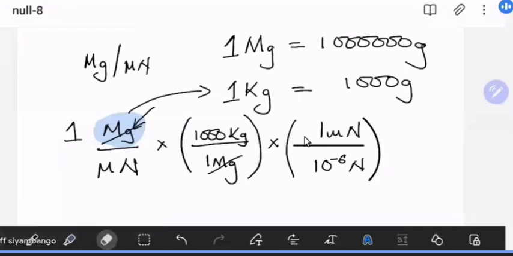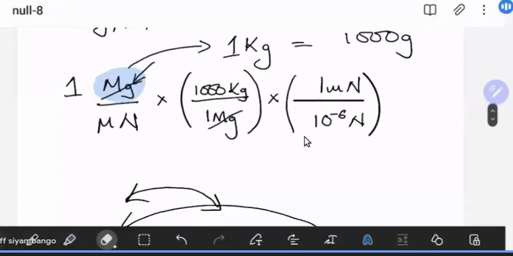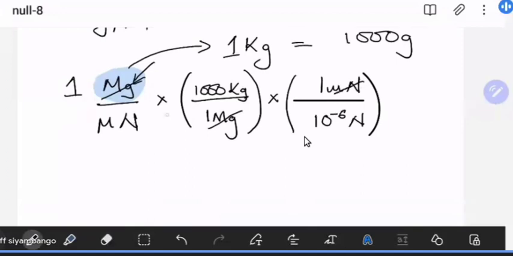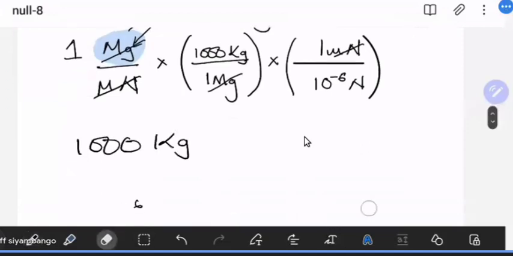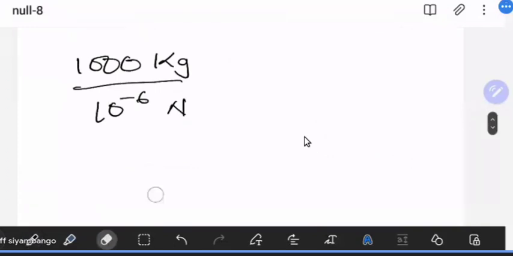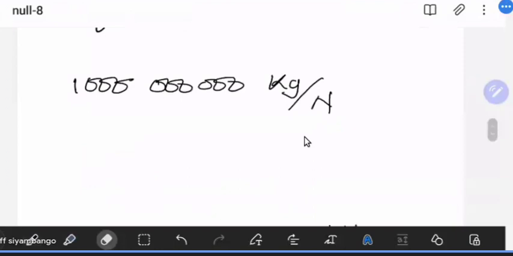So this is going up there. I start the conversion for you. All you have to do is simplify. This will cancel with this, so that you now just have 1,000 on top, and it will have the kg. In the denominator, everything goes, so that you manage just 10 to the power minus 6 newtons. When you simplify, this becomes 1,000. The 6 zeros from the denominator will join up, and this would be kgs per newton. So now you're dealing with SI units, both on top and down: the SI unit for mass, the SI unit for force. Any questions there?